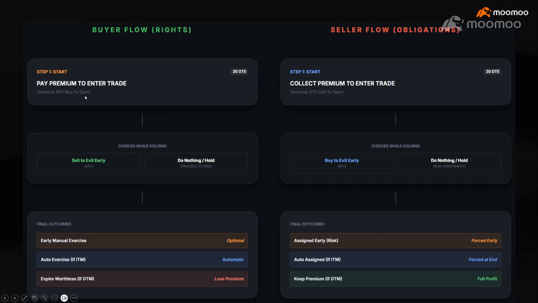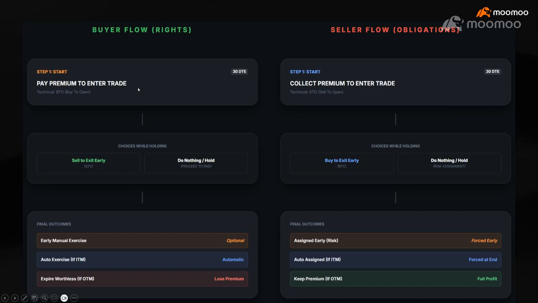Remember that, okay? In the short form, we call it BTO, buy to open. Remember this because I'm going to mention a lot of these words in the later parts. So, if you are paying a premium to enter the trade, which means that you are buying a call or buying a put, you are basically buy to open. You pay a premium to enter into this contract. The expiration you choose is like 30 days to expiration.